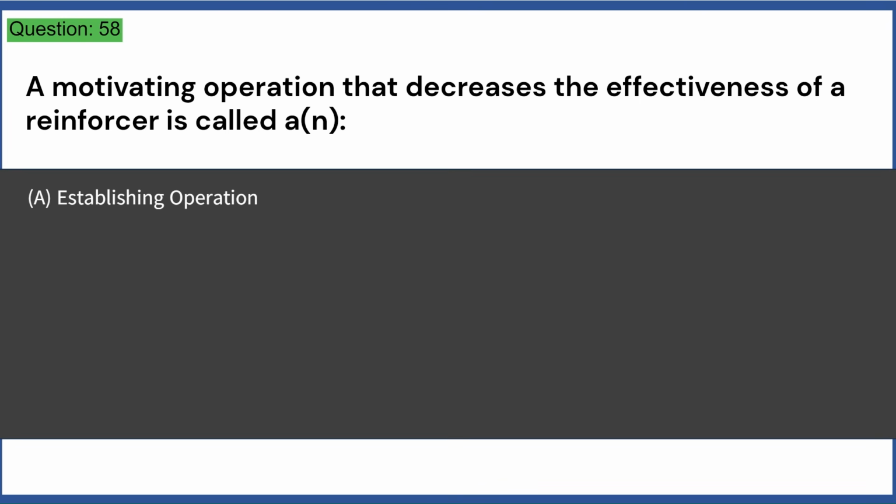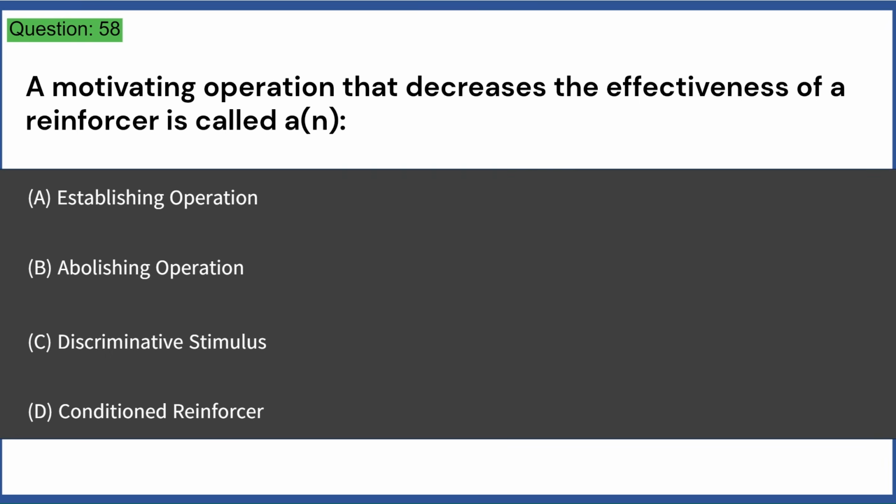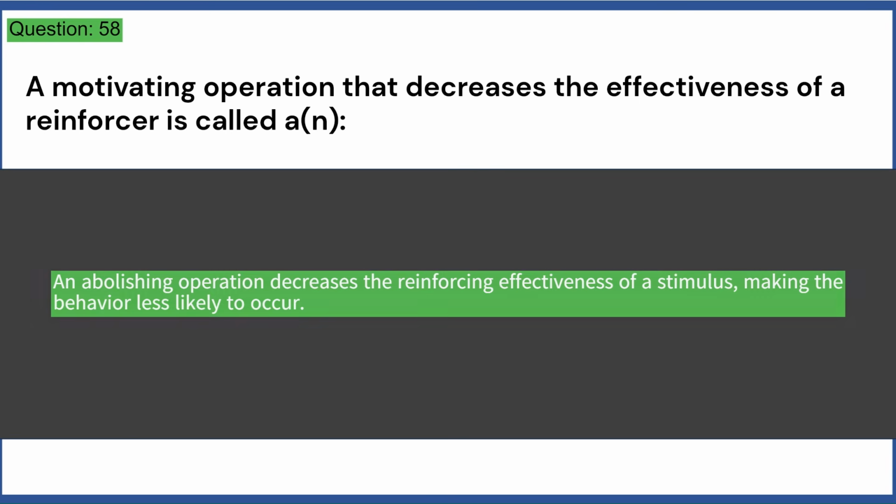A. Establishing operation. B. Abolishing operation. C. Discriminative stimulus. D. Conditioned reinforcer. Answer B. An abolishing operation decreases the reinforcing effectiveness of a stimulus, making the behavior less likely to occur.